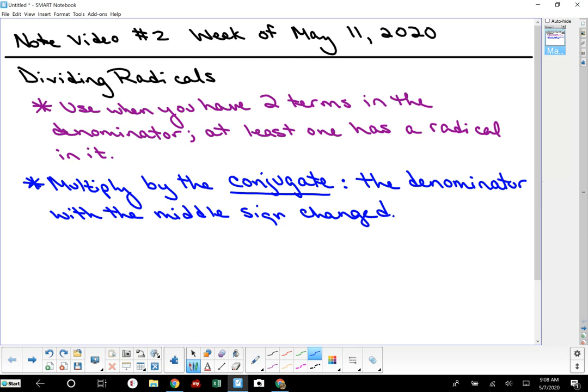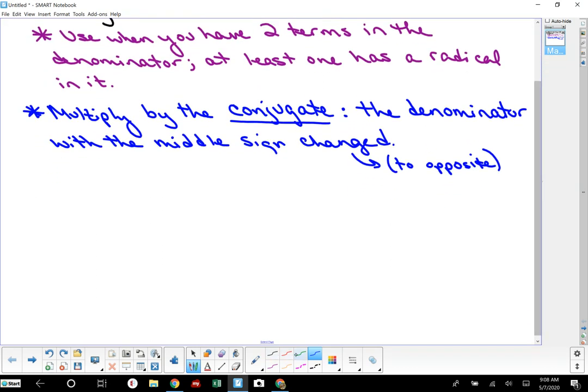So the first thing I want to do is just go through and give you examples of what a conjugate would look like. And when you're changing this sign, you're changing it to the opposite. Middle sign changed. So if it's added, you're going to subtract. If it's subtracted, you're going to add. Okay. So here's a couple examples.